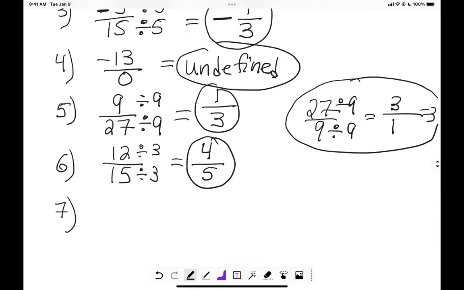Actually, let me do one first. How would you simplify -5 over 1? Well, I don't really have to divide anything. Anything divided by 1 or anything multiplied by 1 is itself, right? So it's just -5.